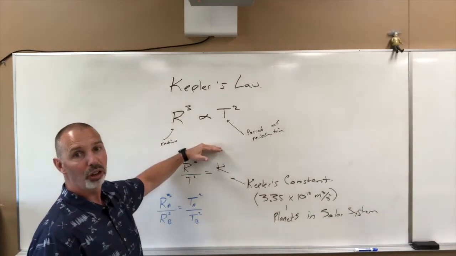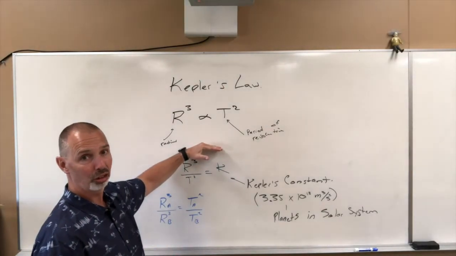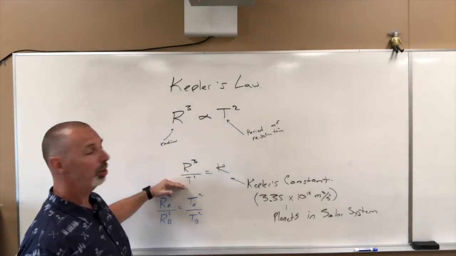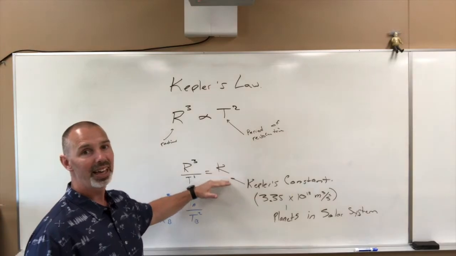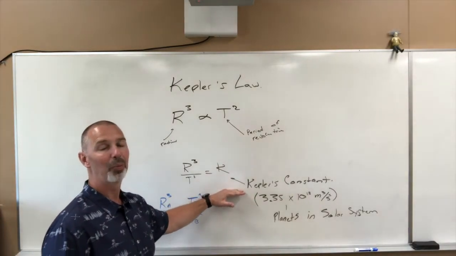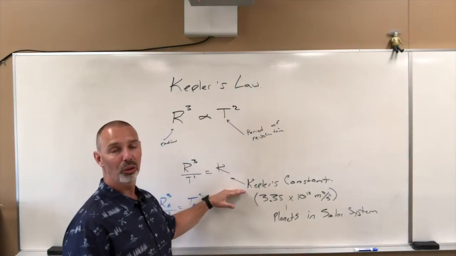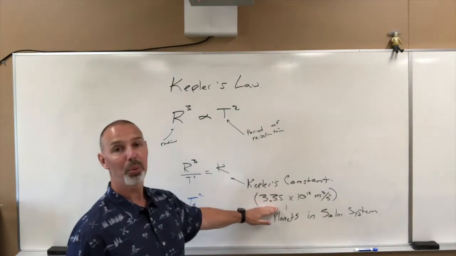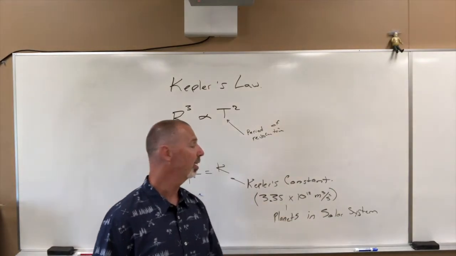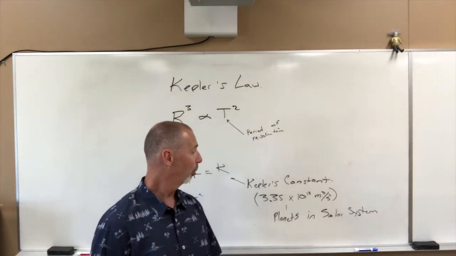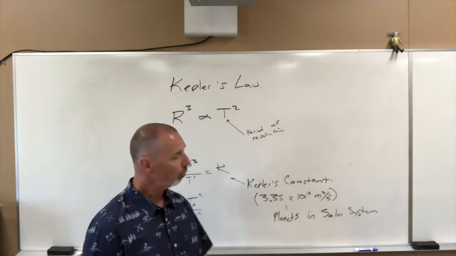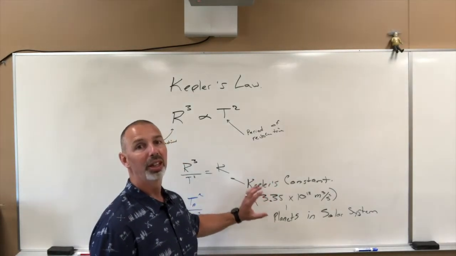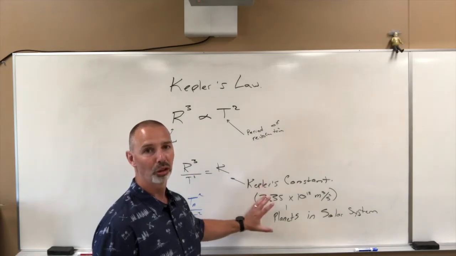To change a proportion to an equation, we need a constant. And so that's written this way: R cubed, the radius, divided by the period squared equals k. K is for Kepler's constant. Now, for objects in our solar system revolving around the sun, Kepler's constant is 3.35 times 10 to the 18 meters cubed per second squared. So that is for planets revolving around the sun in our solar system.